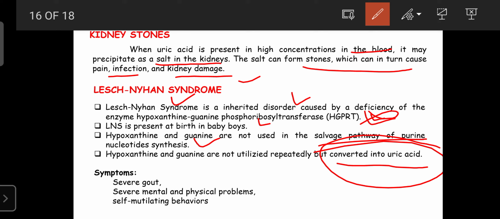Lesch-Nyhan syndrome or LNS. Symptoms of this disease: severe gout, severe mental and physical problems, and self-mutilating behavior. These are the various symptoms related to Lesch-Nyhan syndrome that is detected early in baby boys at birth.